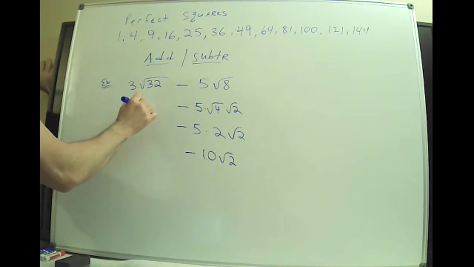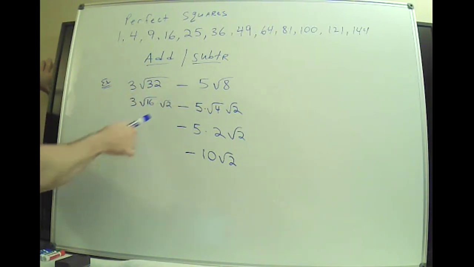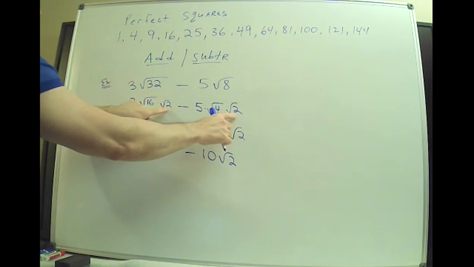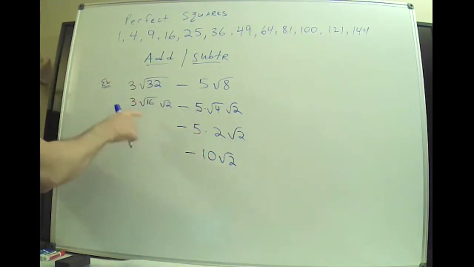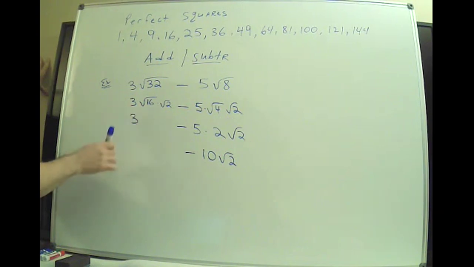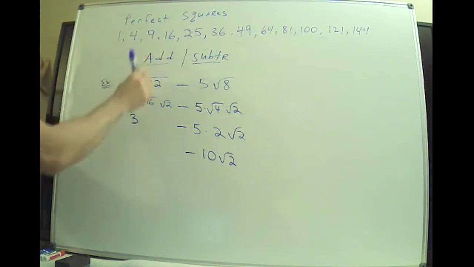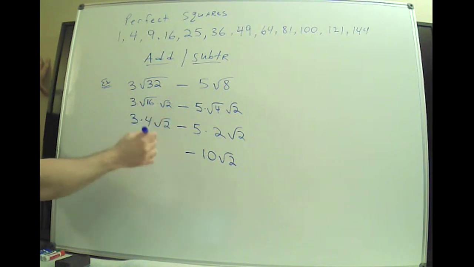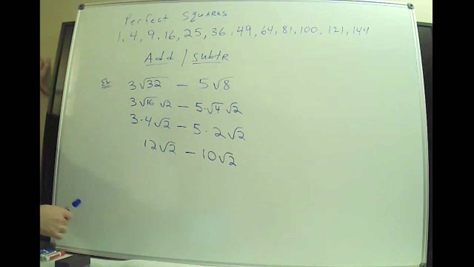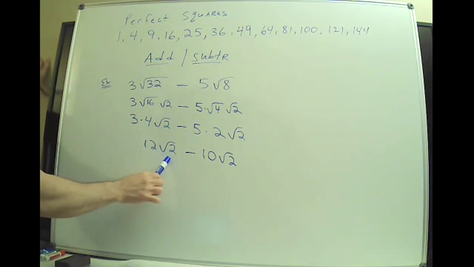So 32, I'm going to split up as 16 times 2. See? Same number. Same number. I need that number here, or I can't subtract them. Now, 16 is a perfect square. 1, 2, 3, 4. So take him out of jail as 4. Now he's going to hook up with his buddy 3 that's waiting for him, which gives me a 12. 12 what? 12 radical 2s. I have 12 radical 2s.